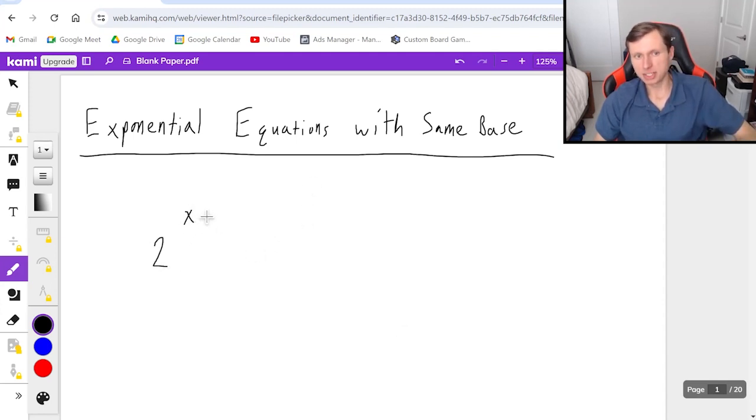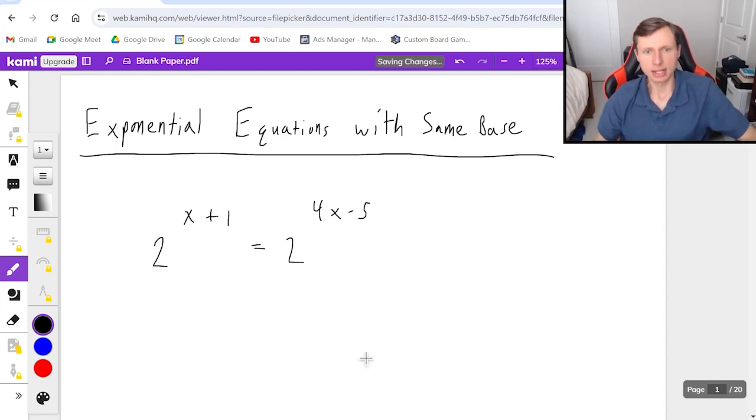What I'm talking about is if I have 2 to the power of x plus 1 equals 2 to the power of 4x minus 5, there's a neat trick, a shortcut, that makes this problem a whole lot easier. Because the bases are the same, what you would technically have to do is take log base 2 of both sides, but I'm just going to tell you, if it's the same base, we can just say they cancel each other out, and you get x plus 1 equals 4x minus 5. In other words, we just set the exponents equal to each other.